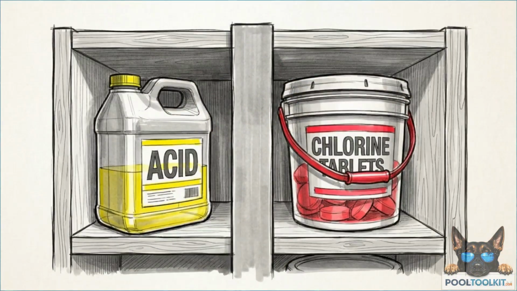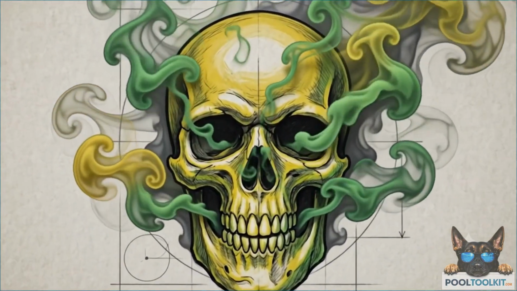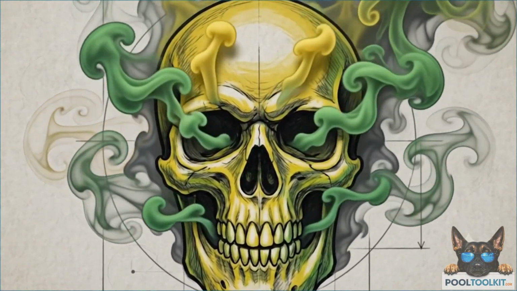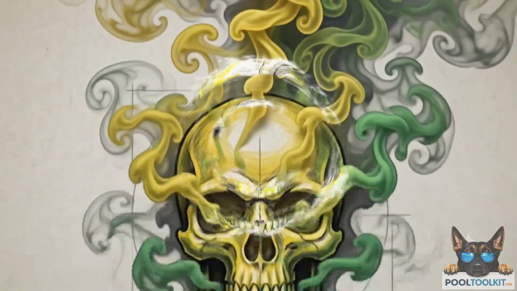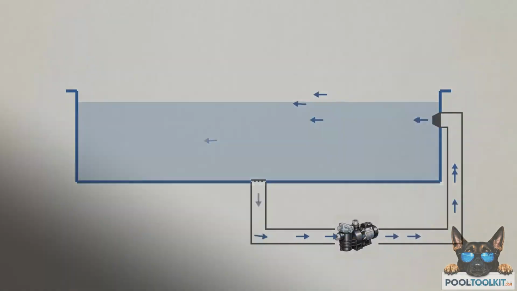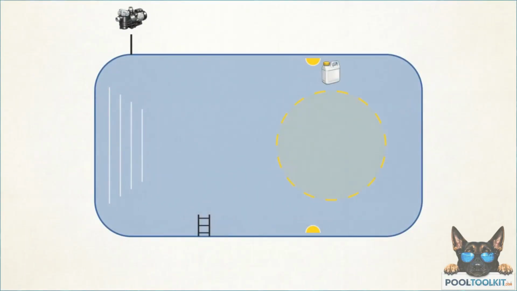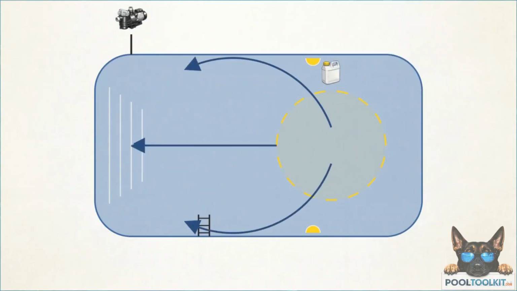And under no circumstances do you ever store or mix acid near chlorine products, because combining the two can release a highly toxic gas. To apply the dose, leave the circulation pump running and pour the liquid slowly into the deep end, keeping it well away from steps, lights, or metal fixtures, so the moving water disperses it fast.